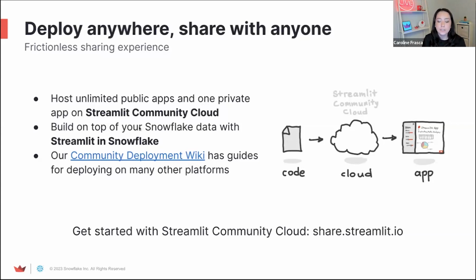And then if you need additional private apps or resources beyond what Community Cloud provides for free, there are also a few options for that. With Snowflake, we have a hosted product called Streamlit in Snowflake, and that allows you to build apps on top of your Snowflake data and to deploy those apps on Snowflake infrastructure. And then Streamlit apps can also be deployed generally on almost any deployment platform. So a great place to learn more about this is our community deployment wiki and our forum, where community members have shared guides and tutorials on deploying Streamlit apps on a ton of different platforms.